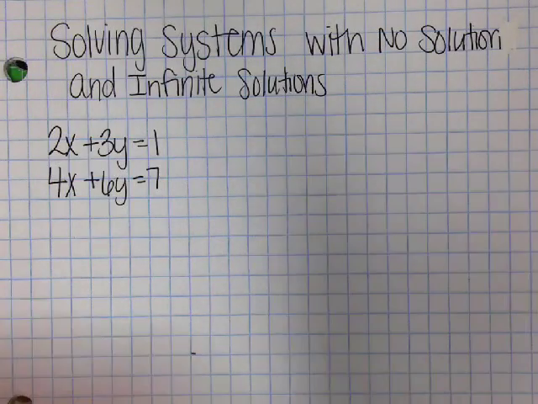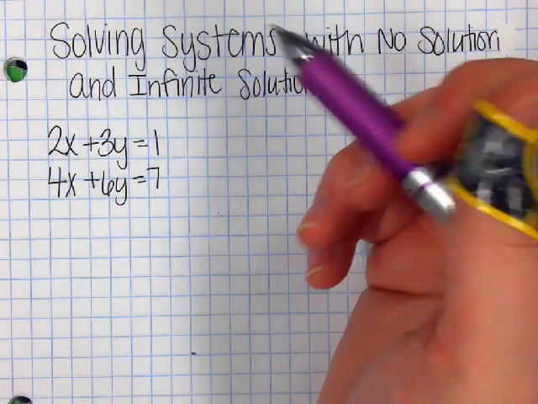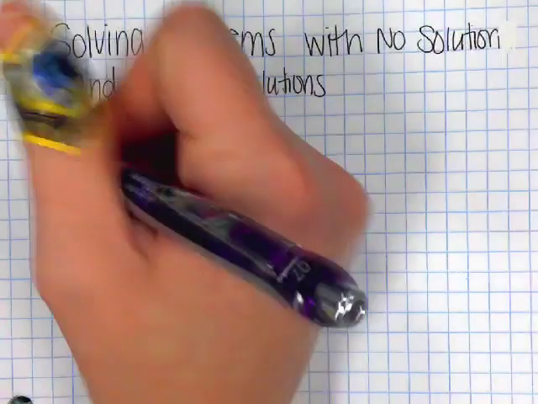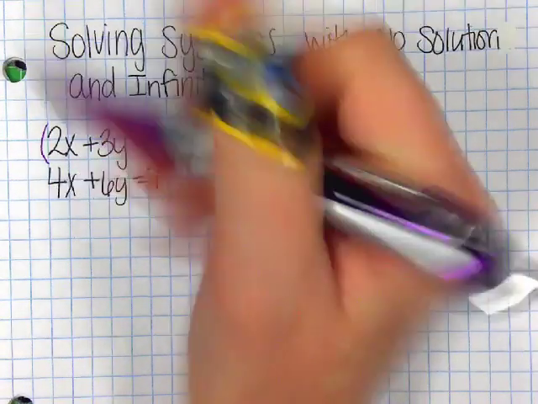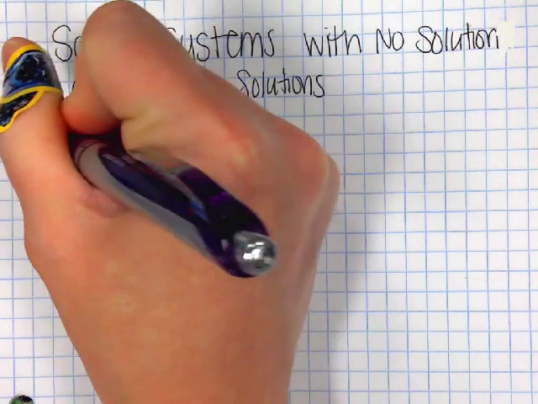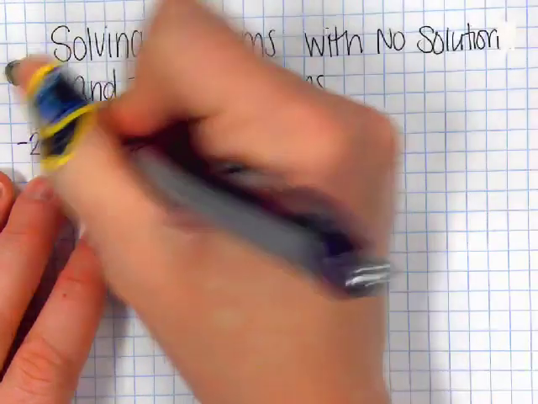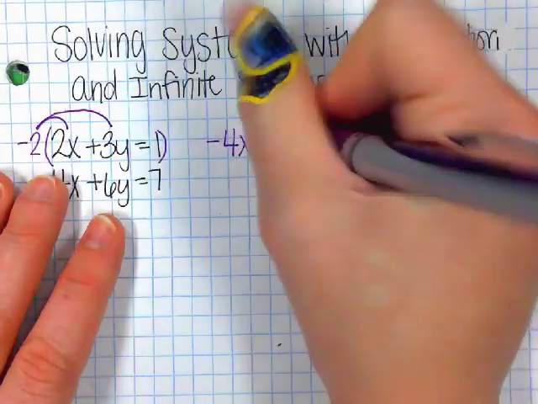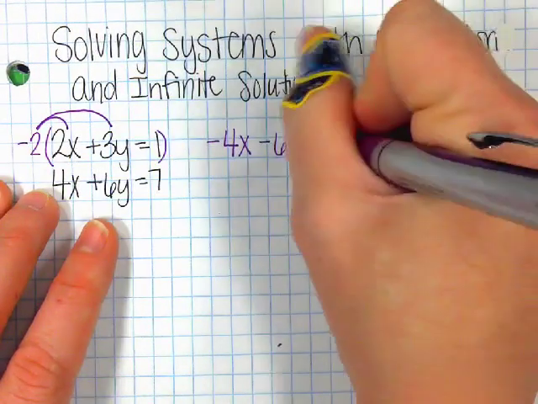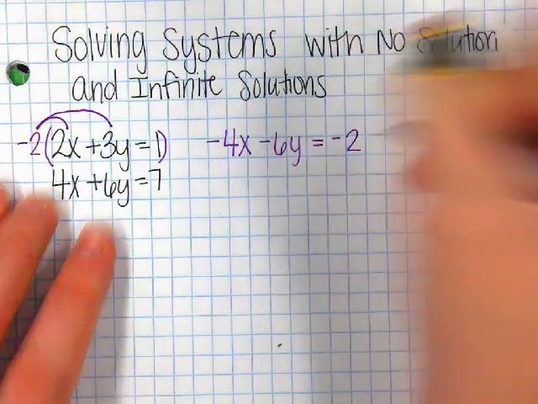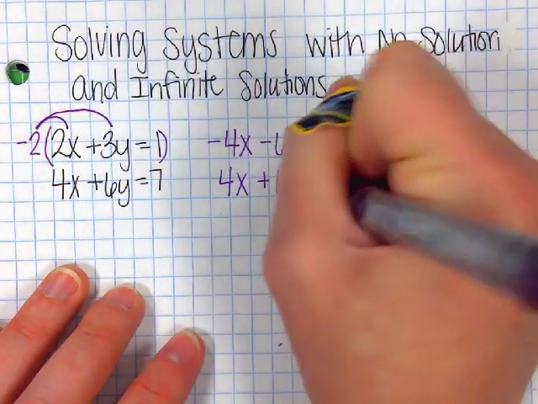So I'm going to multiply by -2. I want it to cancel with the 4x, so 2 times -2 will cancel with 4x. So -2 times 2x would be -4x, and then -2 times 3y would be -6y. -2 times 1 would be -2. Then we have 4x plus 6y equals 7.